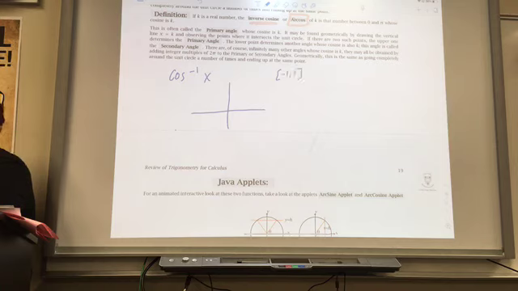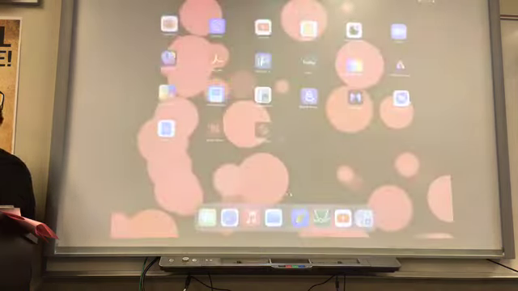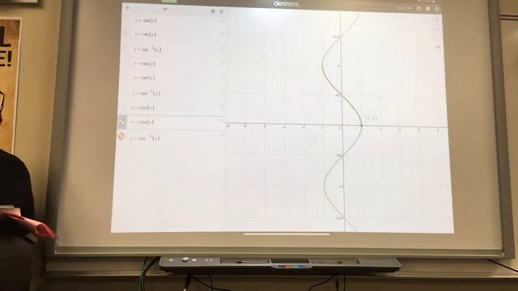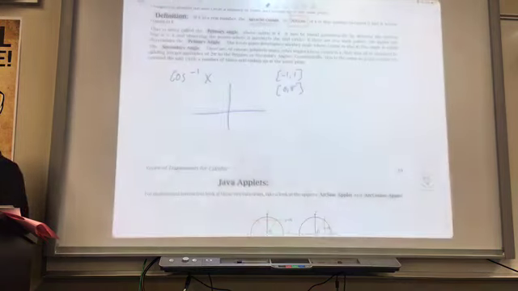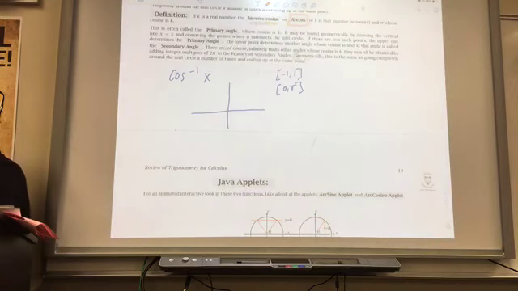So it's still negative 1 to 1, but we said we can't go negative pi over 2 to pi over 2. We have to go 0 to pi. You guys saw that? On here, we had to go 0 to pi. Do you guys see that? Yes. What quadrants is arc cosine defined in? 1 and 2, not 1 and 4.